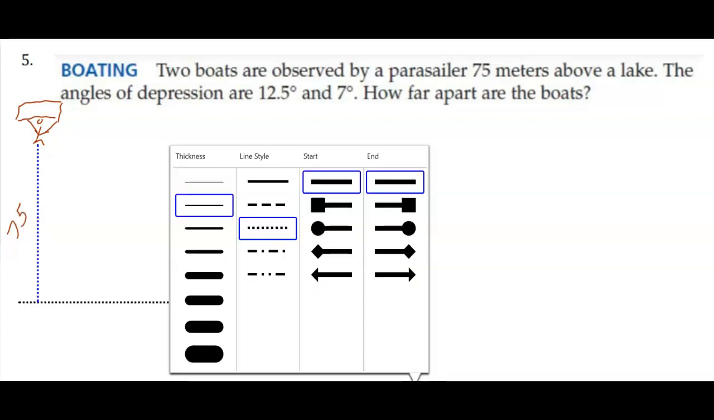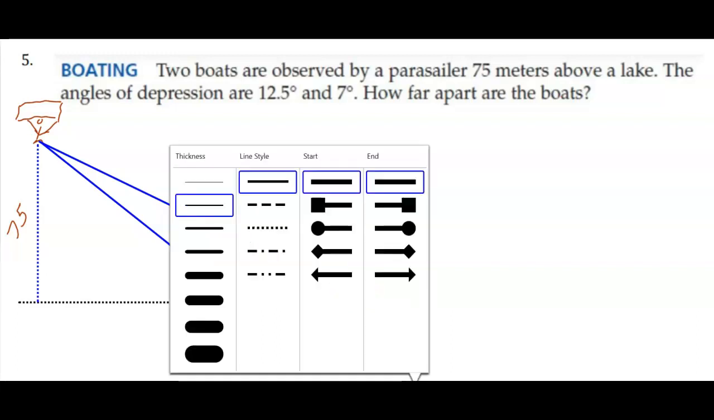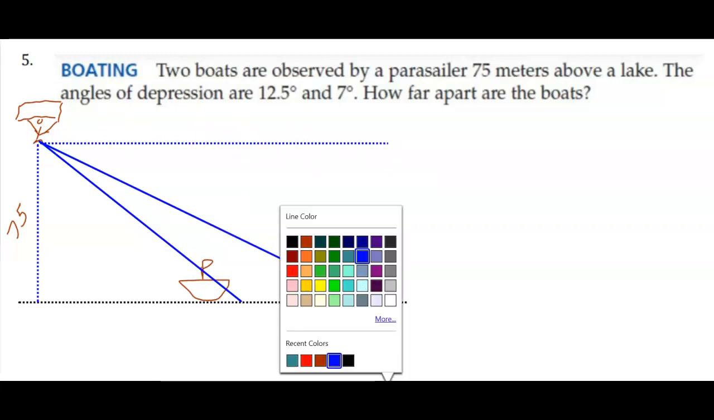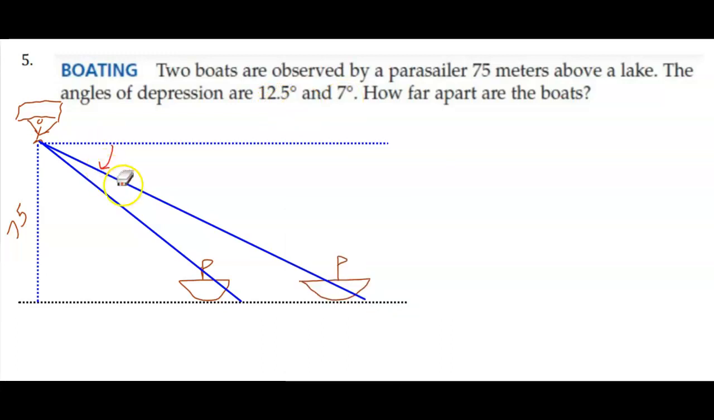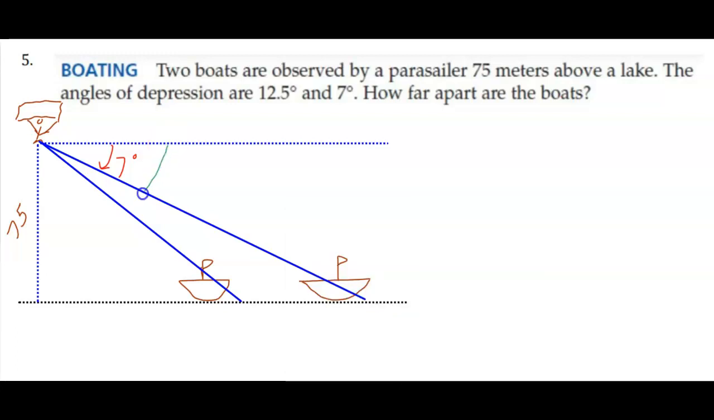So he sees them at different angles. So if he first looks at the first boat, and then he looks at the second boat, these are two different angles of depression. So the horizontal is going across here. Your angles of depression, I'm going to draw them in two different colors for you, are 12.5 degrees and 7 degrees. So from here to here, when he's looking at this first boat, this is 7 degrees. But then when he looks at the other boat, he goes from here to here. This is our 12.5 degrees.